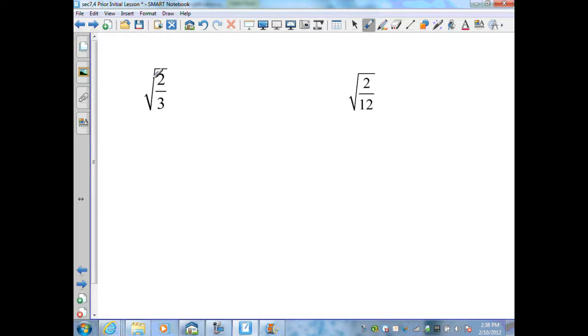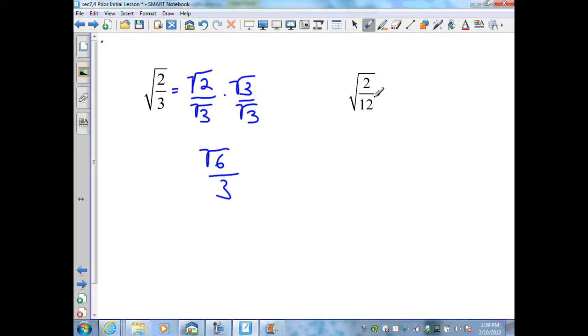Now, what happens if I have a situation where the fraction is all inside a radical? I can rewrite that as the square root of 2 over the square root of 3. Then I just perform the operation as usual. I rationalize, I multiply the top and bottom by the square root of 3. That gives me the square root of 6 over the square root of 3 times the square root of 3, which is the square root of 9, which is 3.